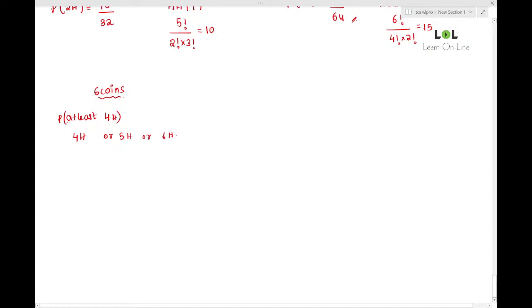How do we solve this? Careful. 4 heads means take one arrangement. We already did that. Head, head, head, head, tail, tail. You have to rearrange it. That will give us 6 factorial by 4 factorial into 2 factorial, which is 15 cases.